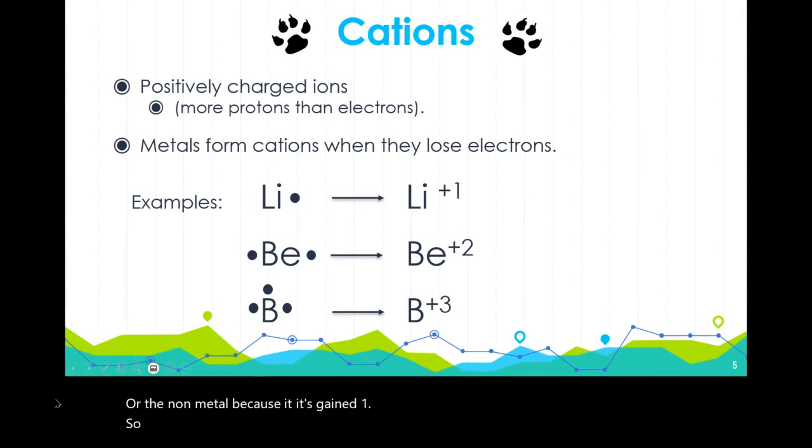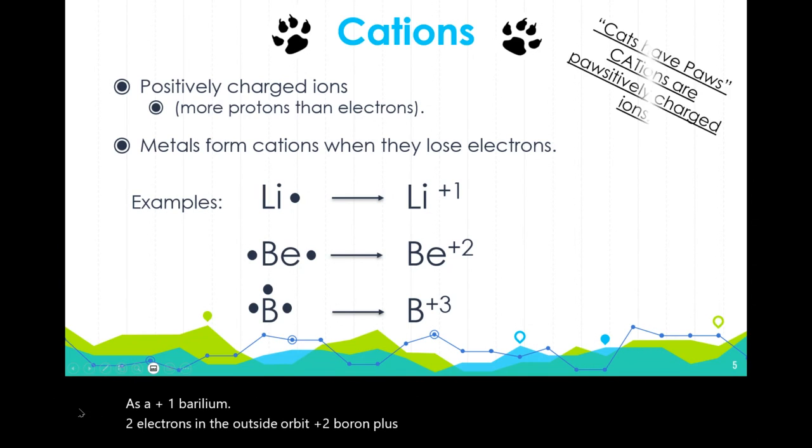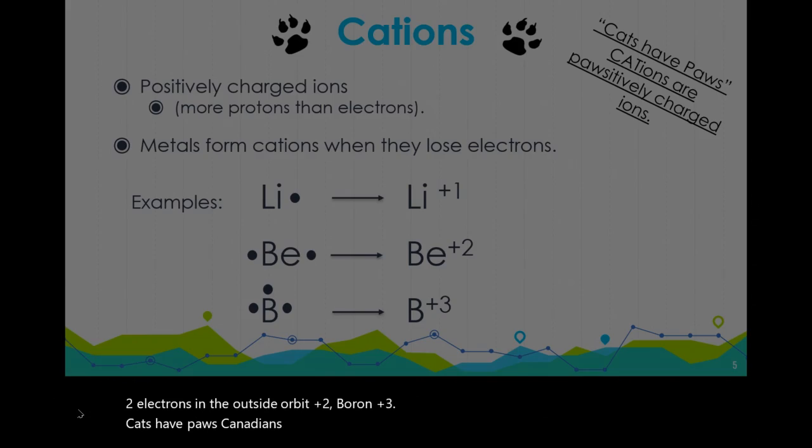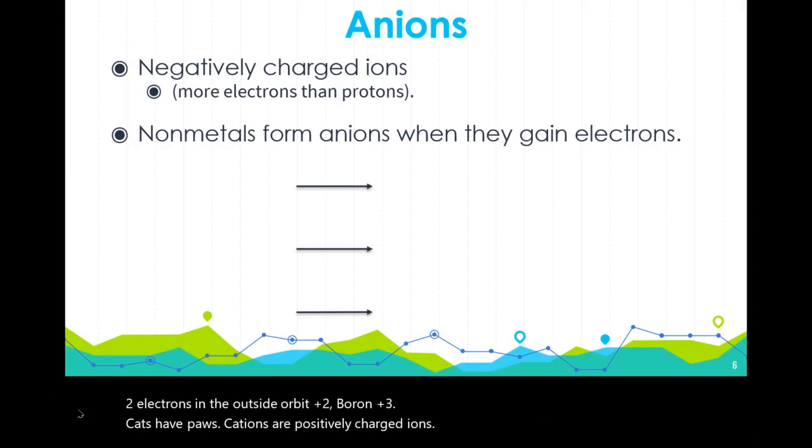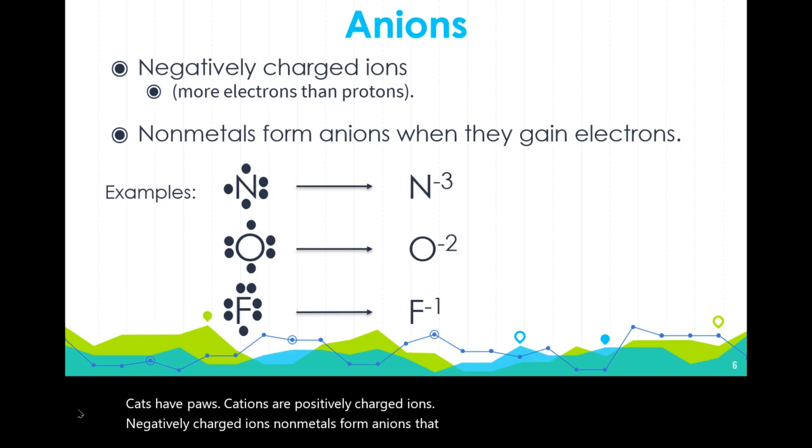So positively charged ions: metals form cations. There's the Lewis dot right here. Lithium has a +1, beryllium 2 electrons in the outside orbit, +2, boron +3. Cations are positively charged ions. Negatively charged ions: nonmetals form anions that gain electrons.